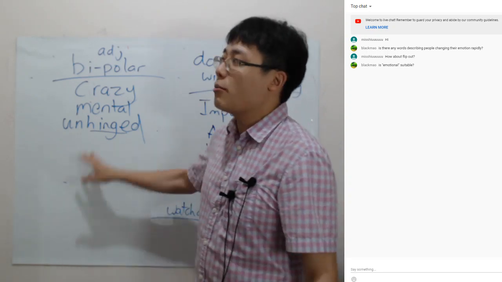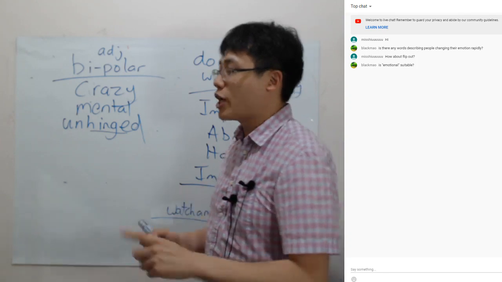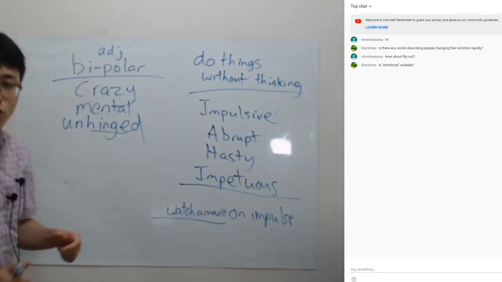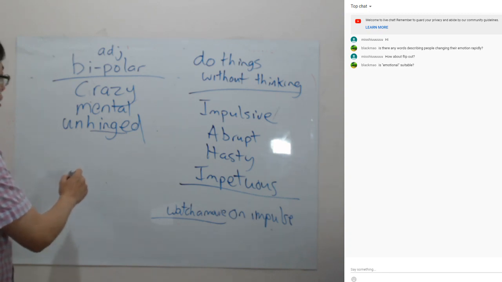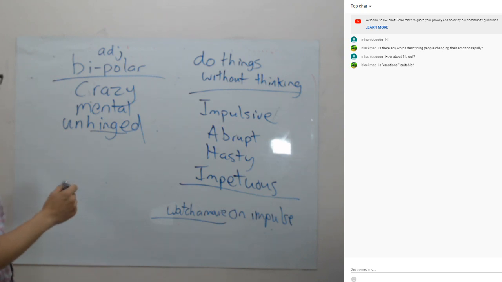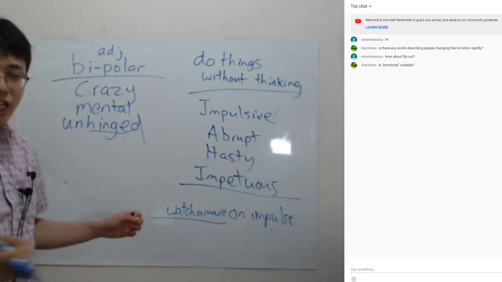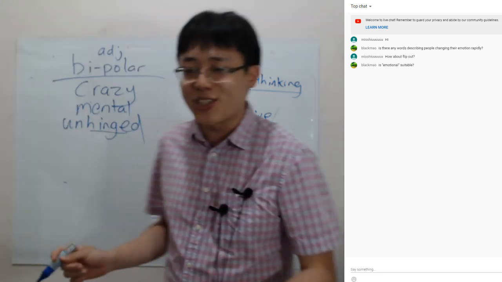That's a good question. Let me finish the synonyms for crazy, then we'll get to your question, Blackmail, about emotional. That's a very good question. So unhinged also means crazy. What other words are there for crazy? Crazy, mental, unhinged. There are many others. None come to mind right now. Let me answer the question.